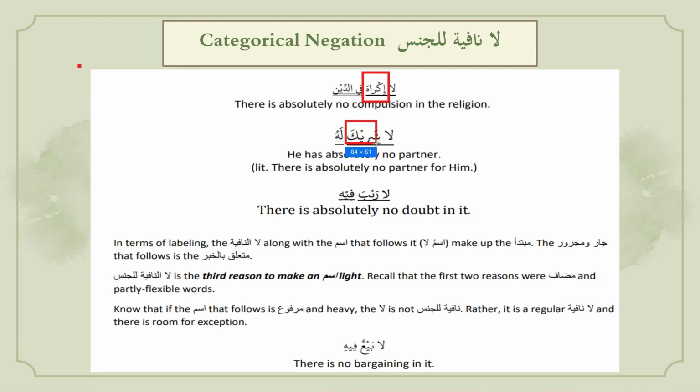So sharika again, mansoob, light, and it is nakira, and la plus ism followed by jar majroor lahu. So there's absolutely no partner for him. Then la raiba fihi, la raiba, there's absolutely no doubt. So category over here is doubt. So there is absolutely no doubt in it, in that book.